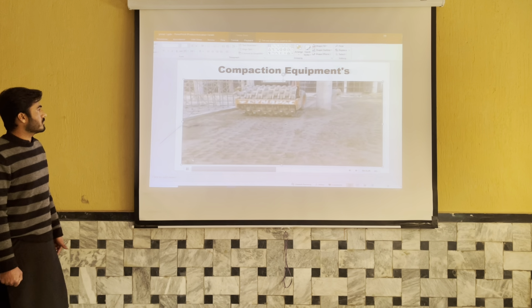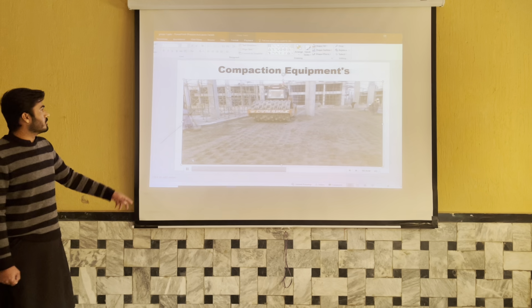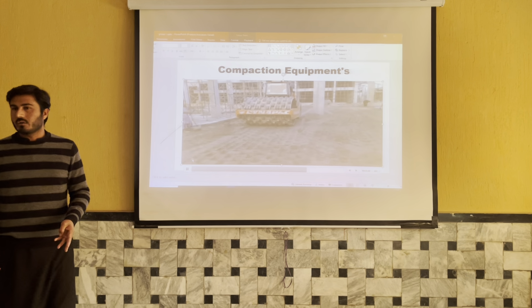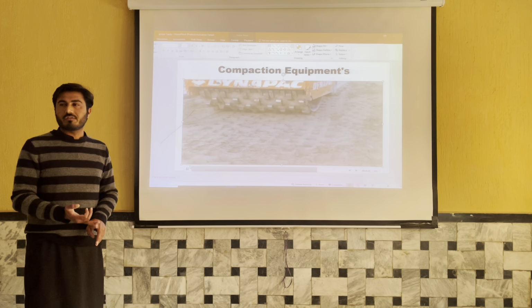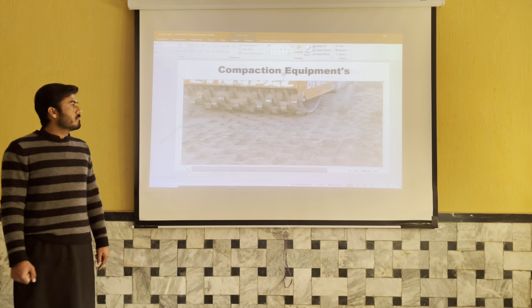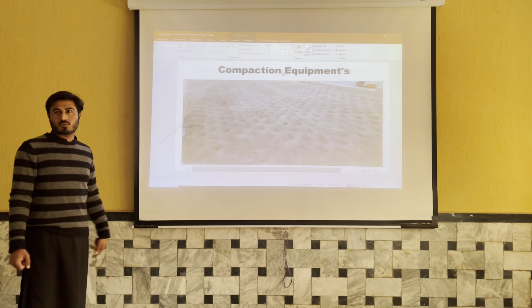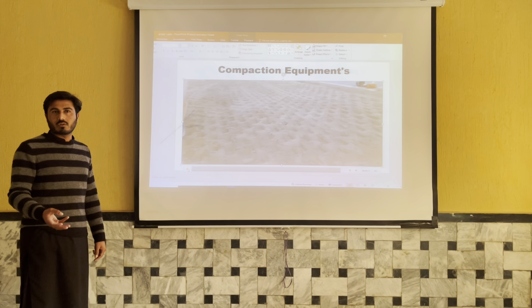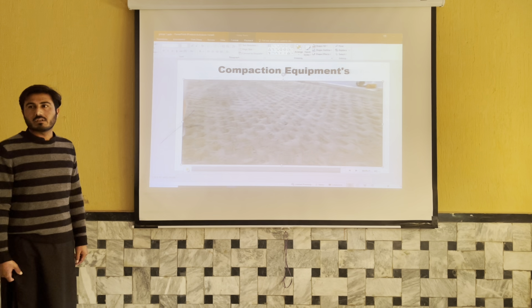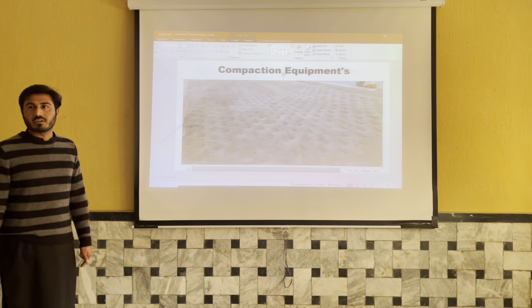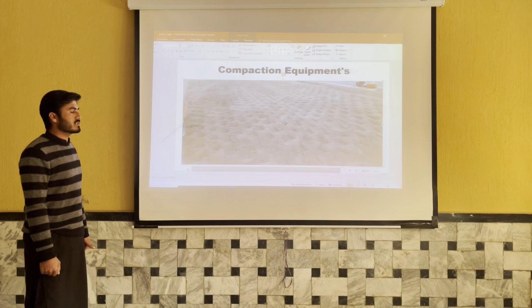And another thing I would like to say is that for using this type of roller, the thickness of the layer must be about 50 millimeters, because the height of these rectangular and square shapes is about 45 to 50 millimeters. That's why the minimum thickness of the layer should be 50 millimeters. So that was all from my side.